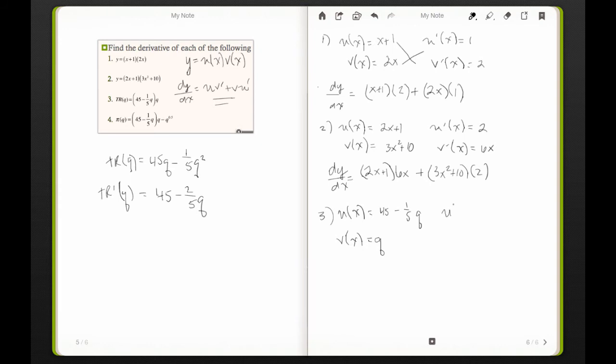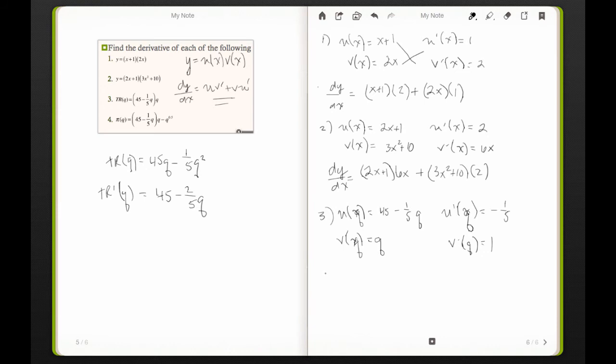So then I can calculate my u prime of x. So the derivative of this function with respect to q, I know I'm using x here. If you want, you can put your q's in here. That's totally fine. So u prime of q is going to be, in this case, negative 1/5. And v prime of q is just 1. Right? The derivative of a variable is just 1.